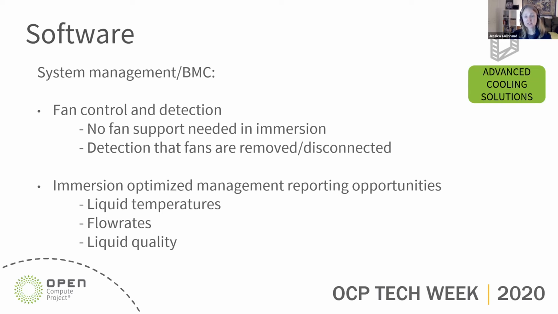But there are also some opportunities for being able to report new types of parameters that are of importance when you start dunking IT equipment into immersion liquids. For example, the liquid temperatures, the flow rates, the liquid quality, tracking that over time, as mentioned before.